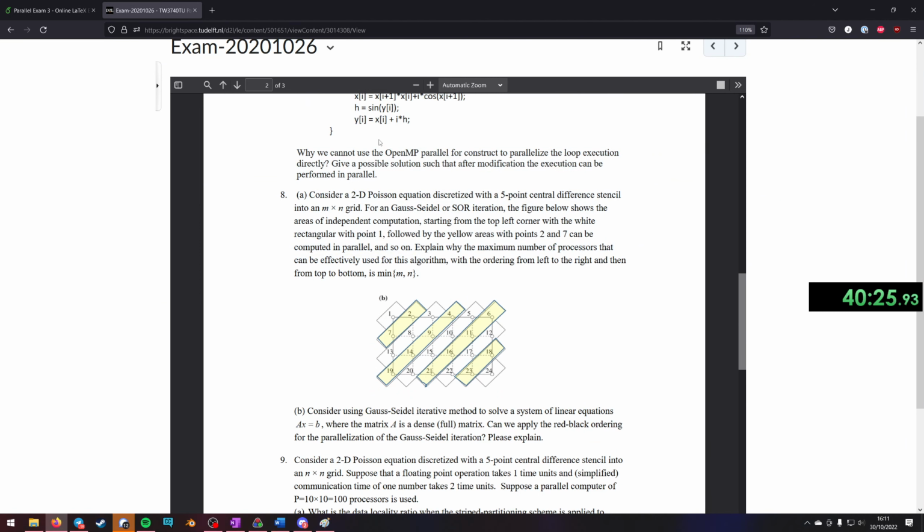Okay. Here we go. The 5-point central difference stencil on an m times n grid for a Gauss-Seidel SOR iteration. The figure shows the areas of independent computation, starting at the top left. So the answer is the minimum of m and n. That is so easy. That's just funny.